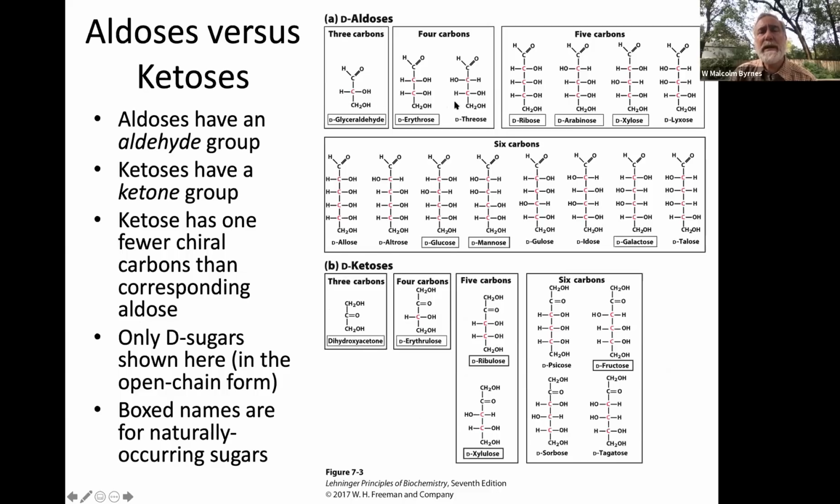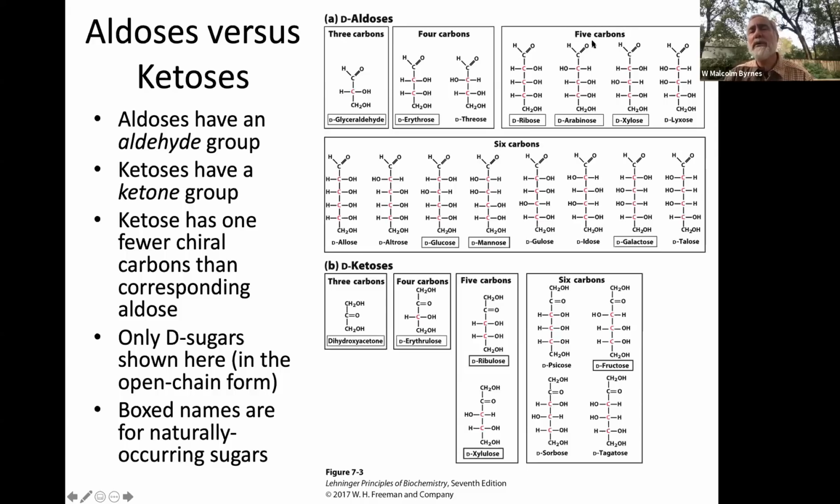Okay, and then, but what about aldotetroses? There's a common one called D-erythrose. Okay, there's another one called D-threose, but D-threose doesn't occur in nature, and so the boxed names are the naturally occurring sugars that we're going to consider in our discussions in this course. Okay. Again, ketoses have one fewer chiral carbons than the corresponding aldose. Ketoses have the ketone functional group. Aldoses have the aldehyde functional group.